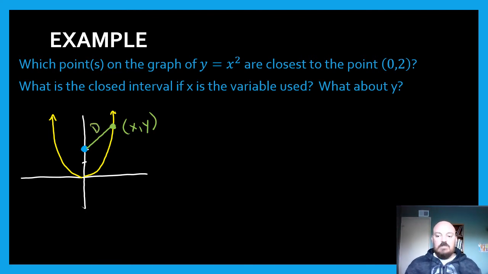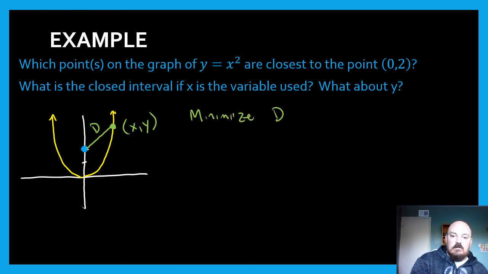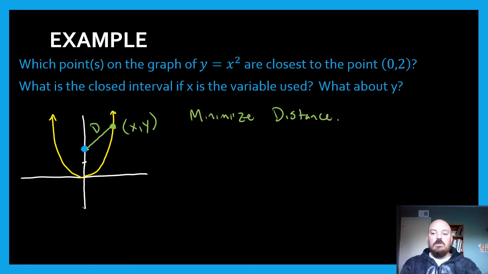Now, what I'm actually asking you to do in this question is to minimize the distance. So it is an optimization problem. This is one where I was saying it can be a little bit tricky. It doesn't say anywhere in the question, minimize this or maximize that. It says which points are the closest. So you'll have to read that and recognize that you're trying to minimize distance, and it is an optimization question.